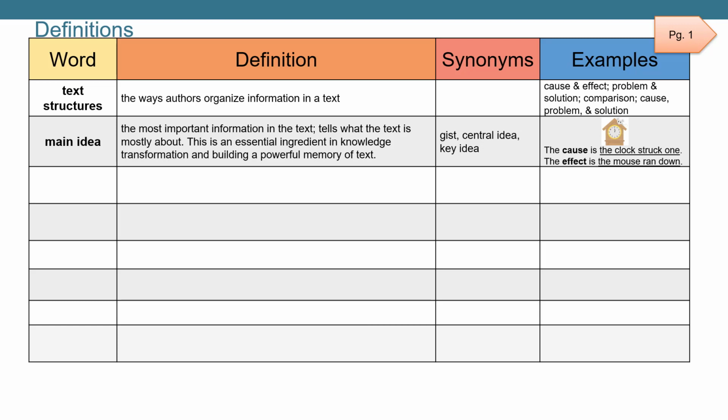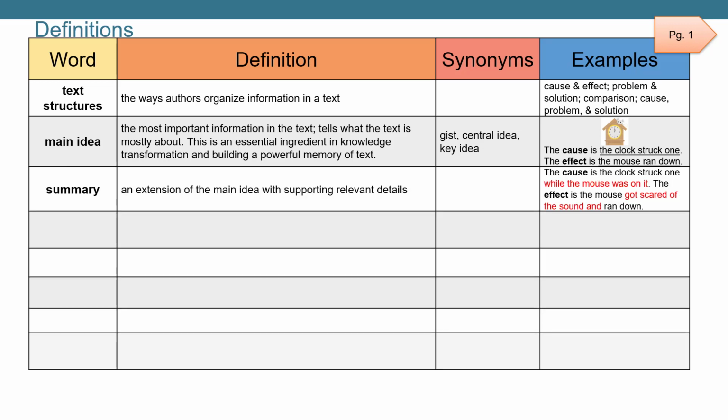Some examples of this using the nursery rhyme Hickory Dickory Dock would be the cause is the clock struck 1. The effect is the mouse ran down. Summary. Summary is an extension of the main idea with supporting relevant details. So in our Hickory Dickory Dock example, the cause is the clock struck 1 while the mouse was on it. The effect is the mouse got scared of the sound and ran down.